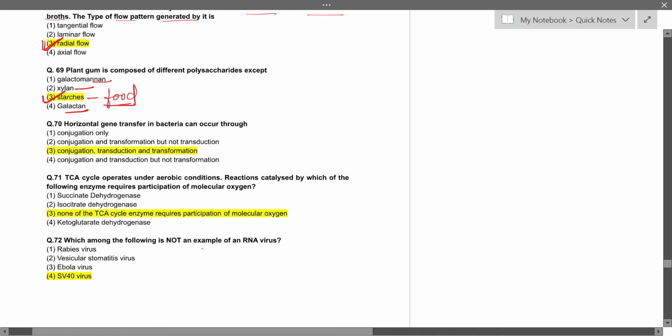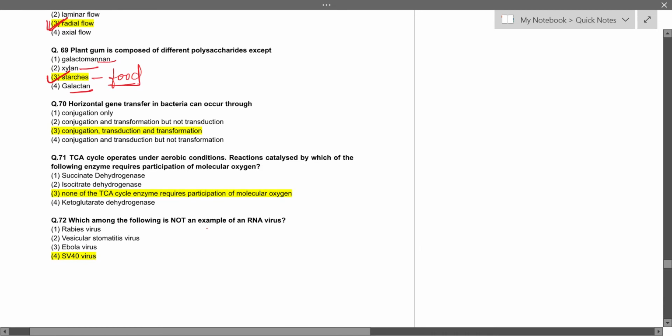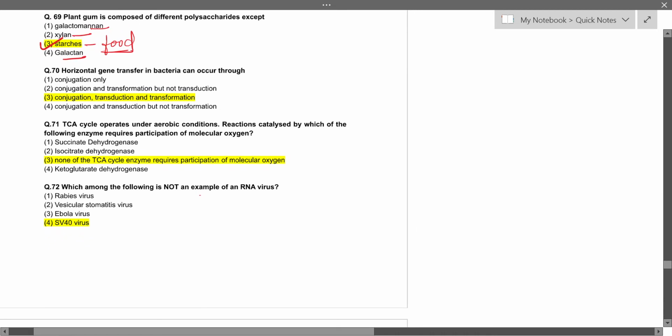Next, horizontal gene transfer in bacteria can occur through conjugation, transduction and transformation. See, what happens in the case of conjugation? Here is a bacterium. Here it forms a sex pilus and conjugates with another bacterium. This is the first bacterium, this is the second bacterium. It can transfer its genome here. So this is conjugation.